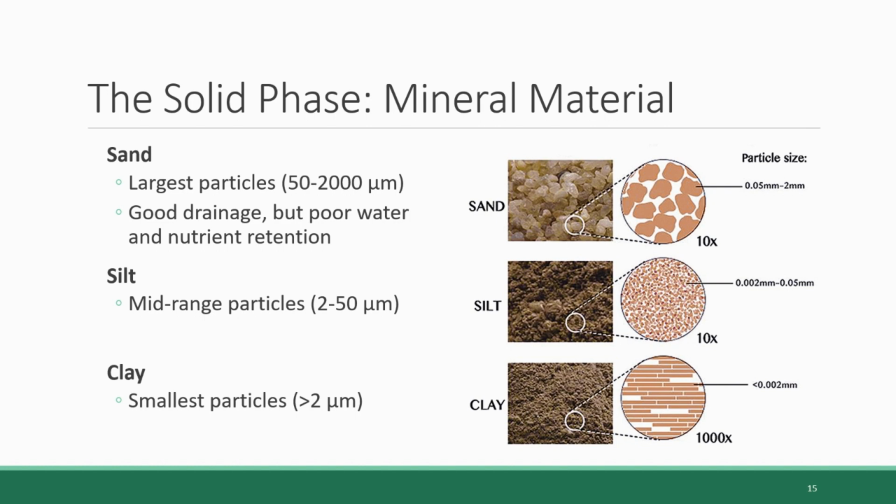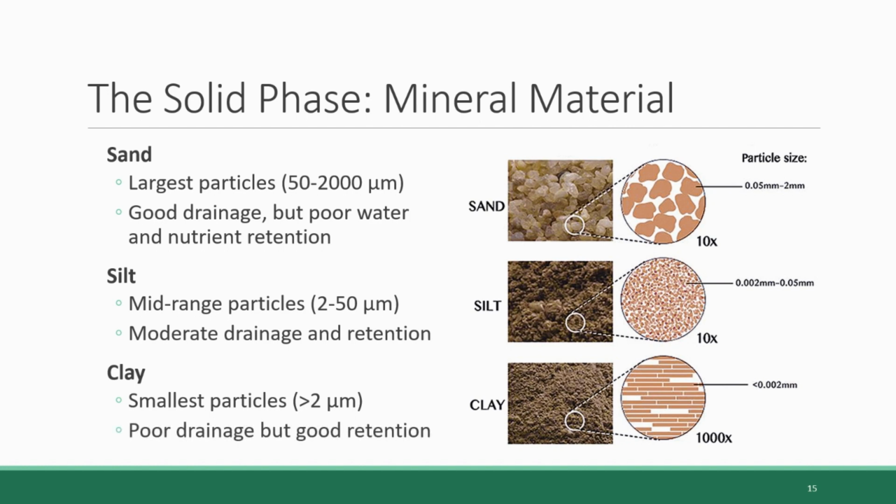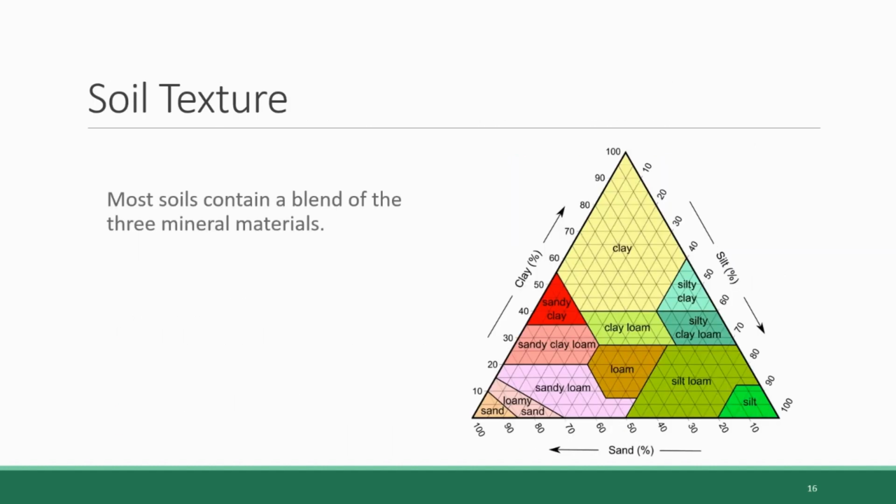A silty soil, being mid range in particle size, has moderate drainage and retention of water and nutrients, while a soil that's rich in clay has poor drainage because the clay particles are so small they pack together very tightly without much space in between. But on the other hand, clay also retains water and nutrients very well.